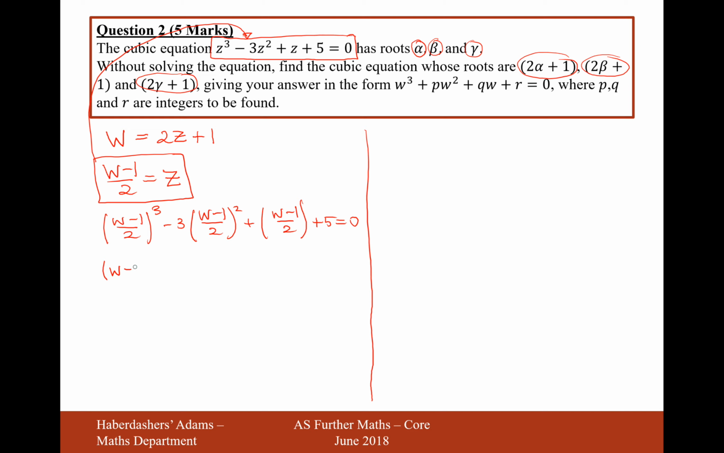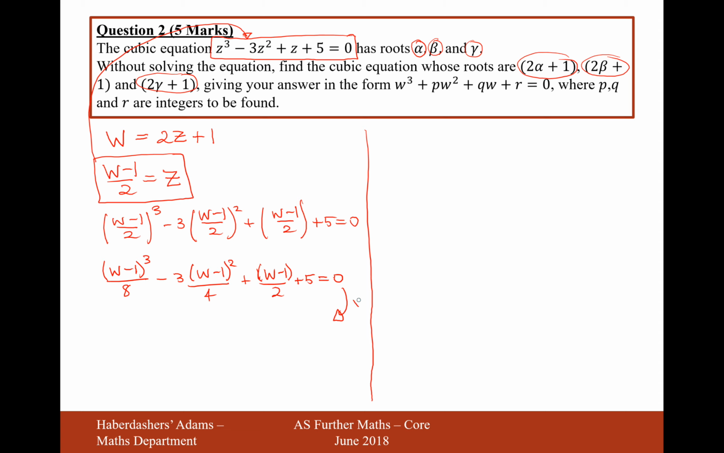I like to deal with the fractions, so I'm going to expand all the fractions. So I'm just going to leave the top as w minus 1 cubed, but I'm going to cube the 2 on the bottom of this fraction here, so 2 cubed is 8. Minus 3 lots of w minus 1 squared, and then square the 2 on the denominator, so that'll be over 4, plus w minus 1 over 2, and then plus 5 equals 0.